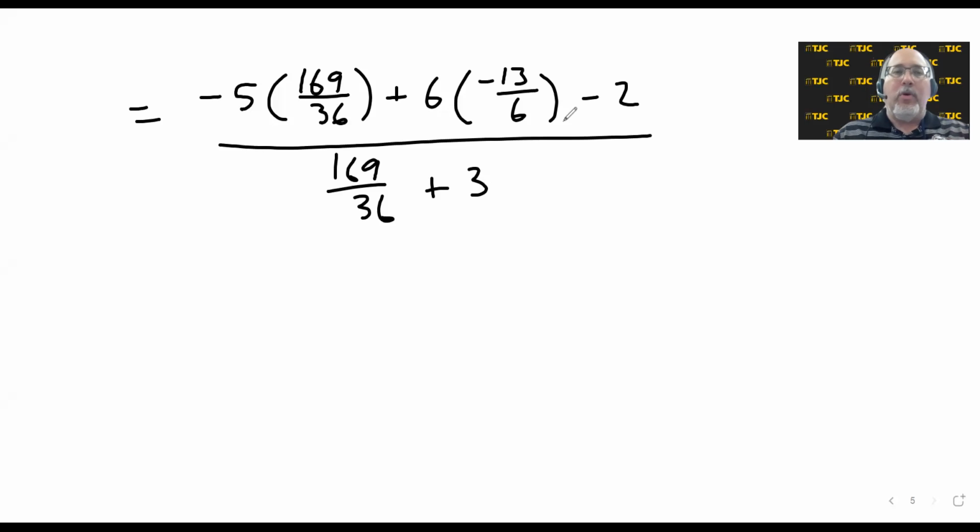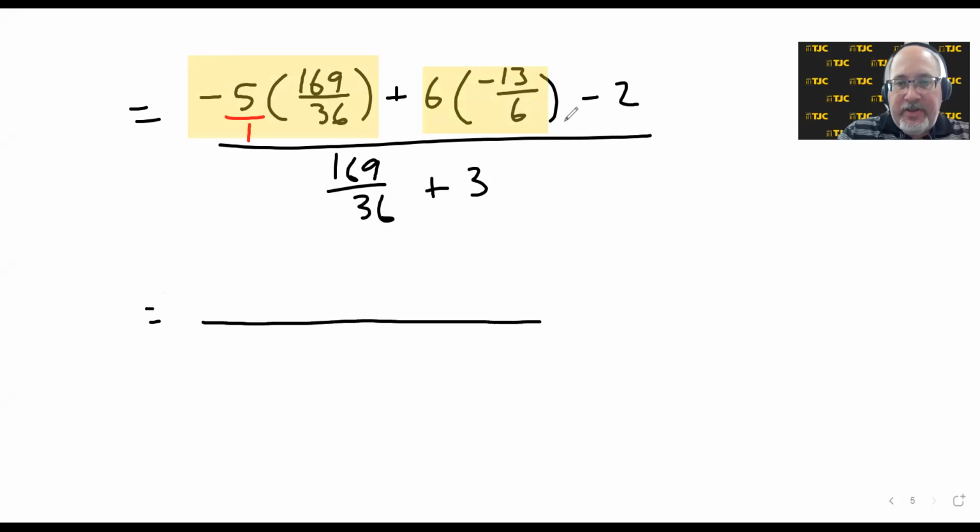All I did is write down where we were. Next order of business is to do this multiplication and this multiplication. Now, luckily on the second one, the sixes will cancel, so it's really only the first one that I have to proceed with caution. But we can think of the negative 5 as negative 5 over 1 and just multiply straight across the top and straight across the bottom.